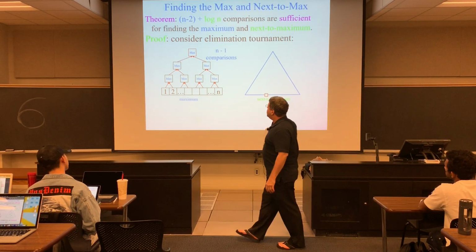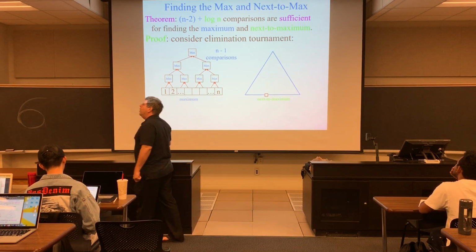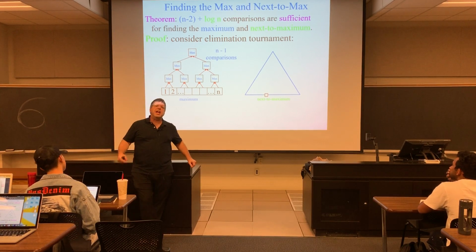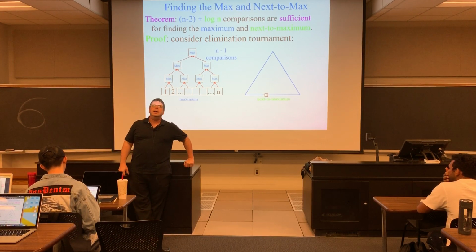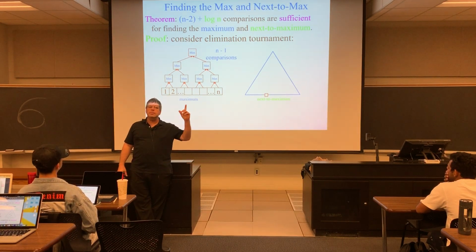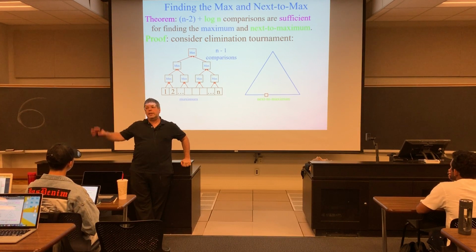So the next to the maximum: if you have a bunch of players in, say, tennis, the second best player in the world, there's only one player that second best player could have lost to. Because if they're second best, they're going to win against everybody except the world champion. Right? How do you get that?